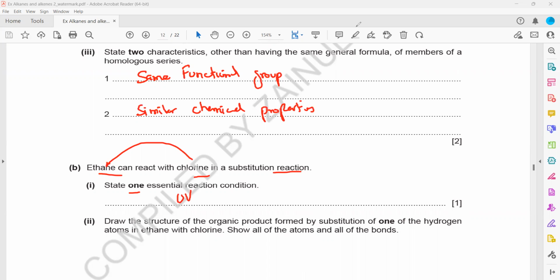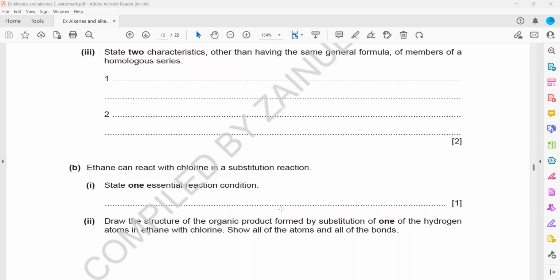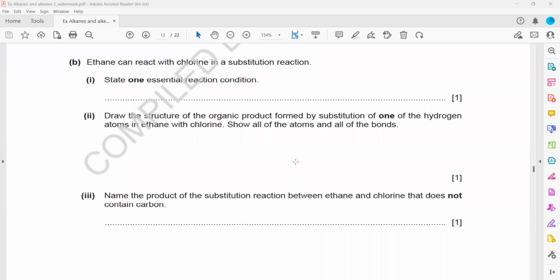Then draw the structure of an organic product formed by substitution of one hydrogen. Like ethane is there, ethane which is C2H6.